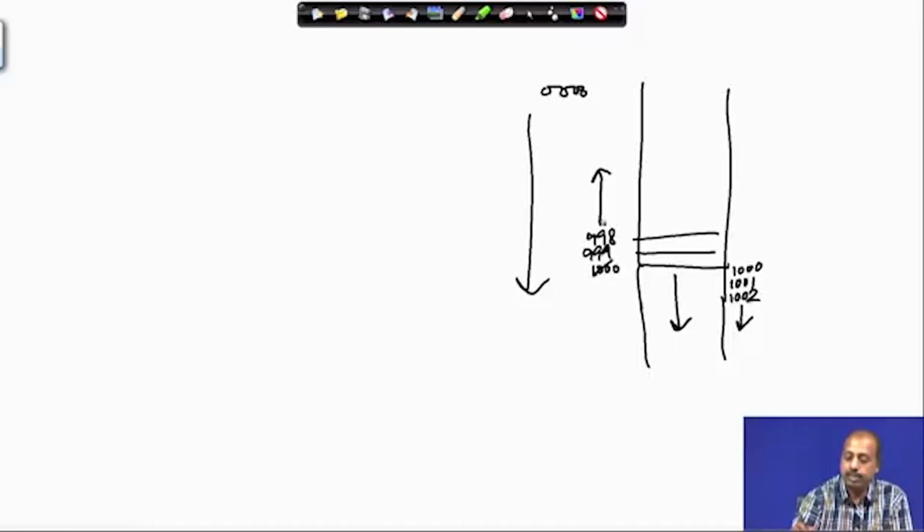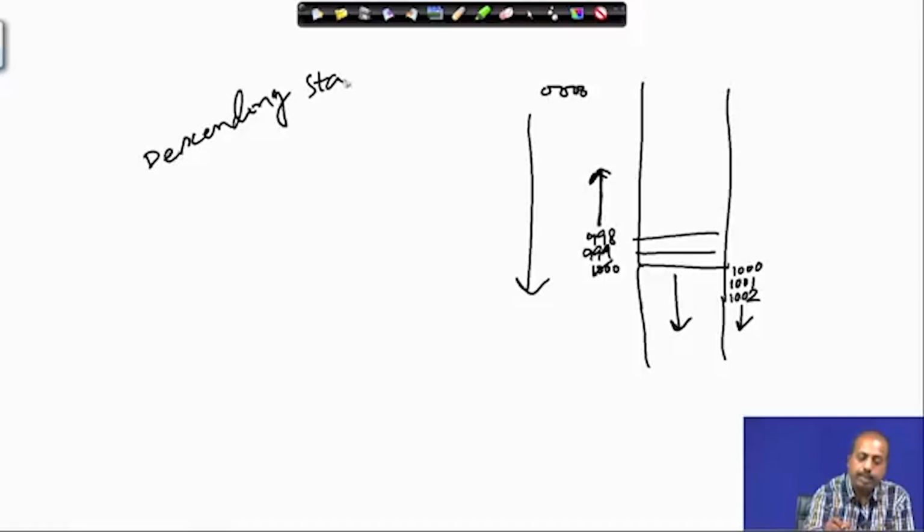In this case I can say that this stack is a descending stack, because the stack pointer values are getting decremented. So, it was 1000 to 999 to 998 etcetera, and for the pop operation the stack pointer value will be incremented. So, this type of implementation is a descending stack implementation.